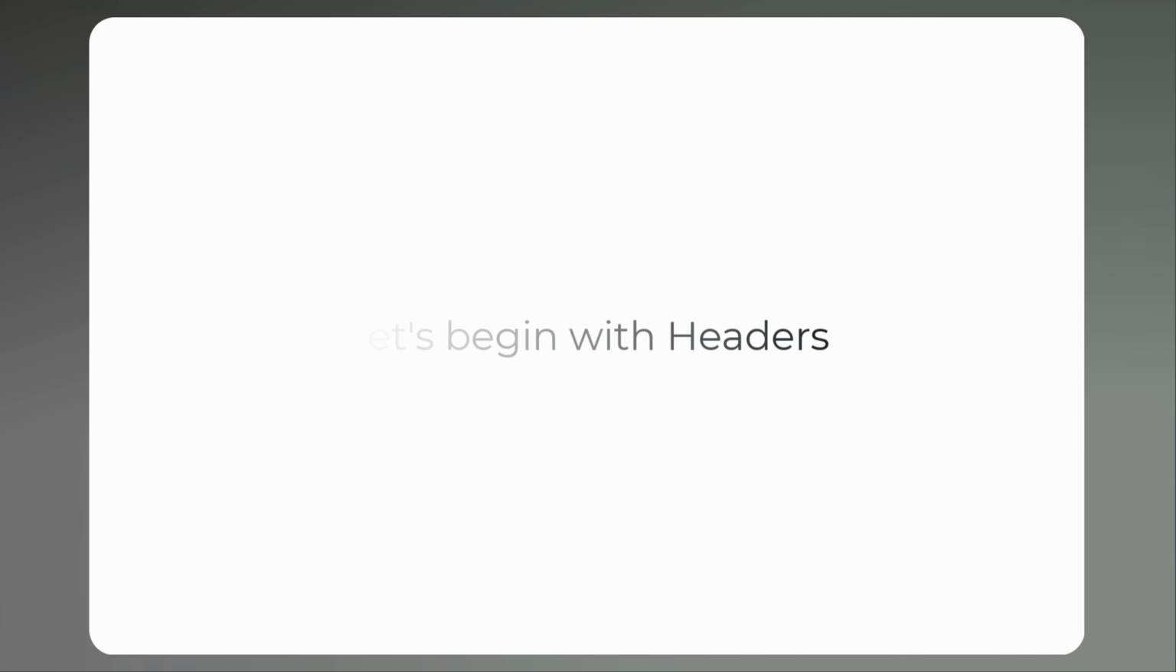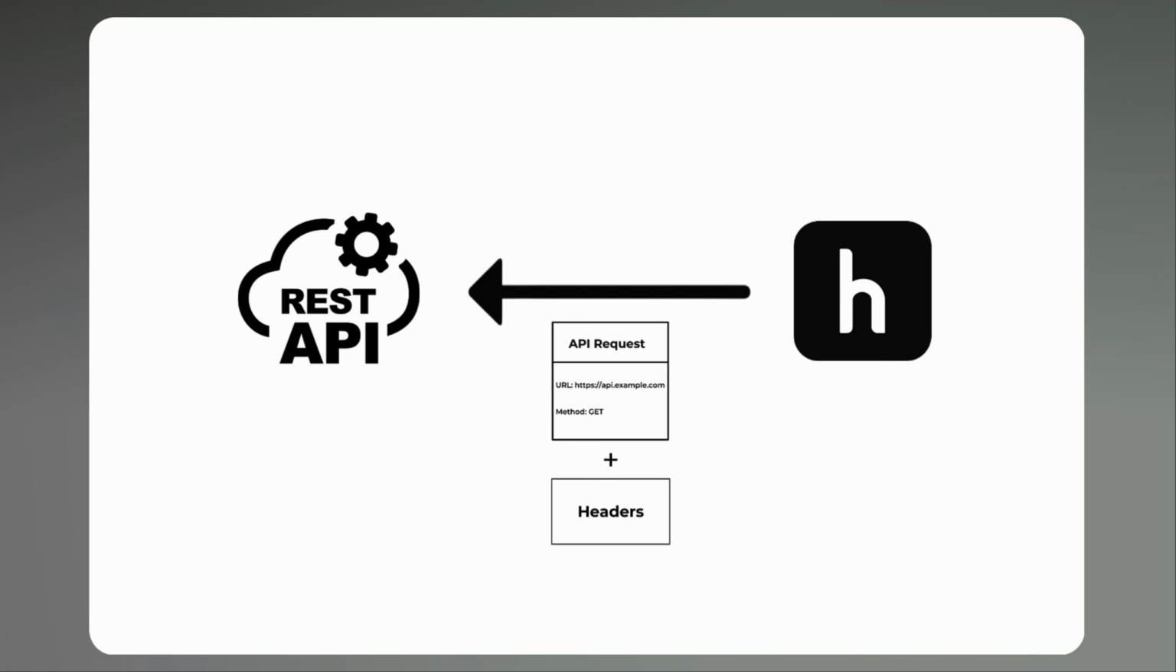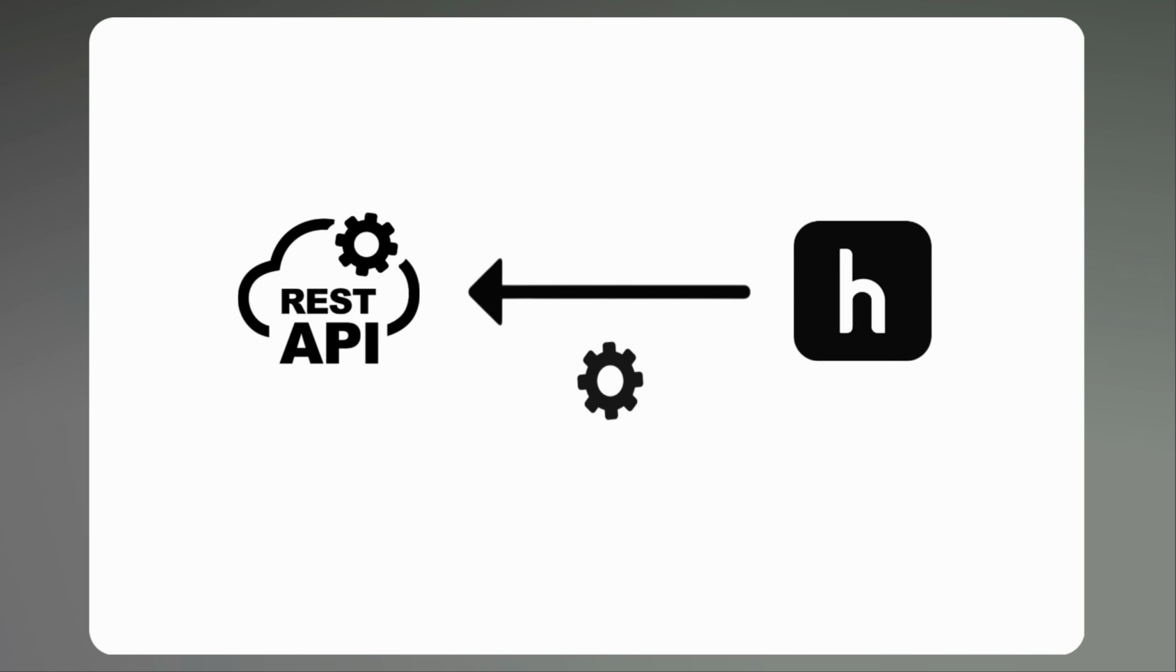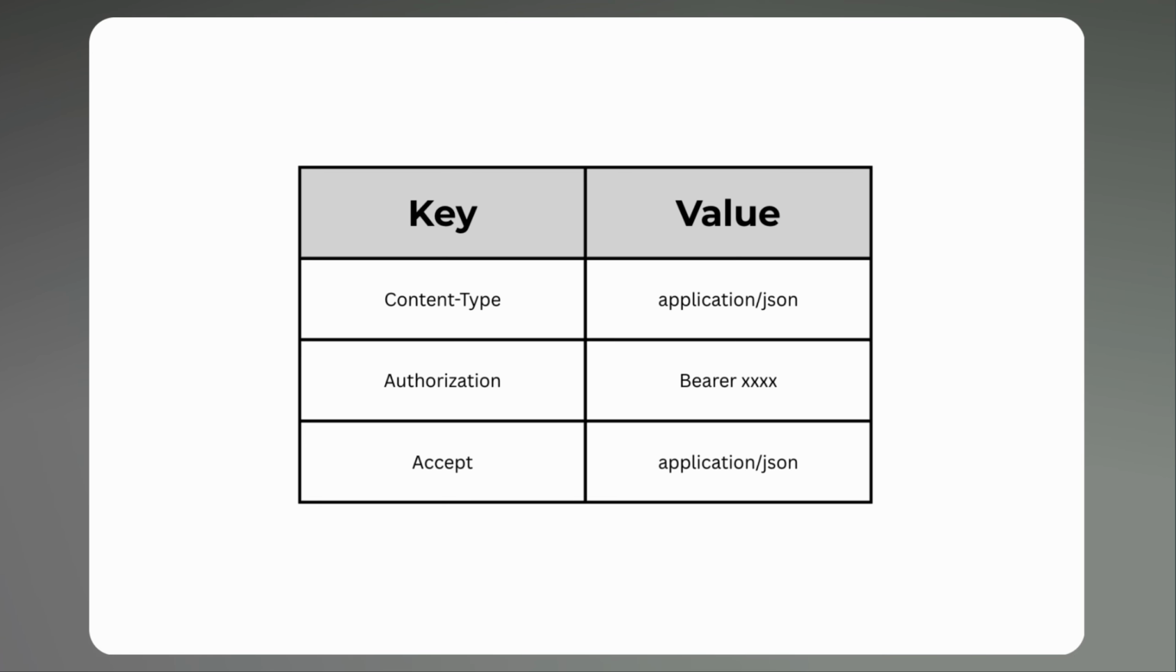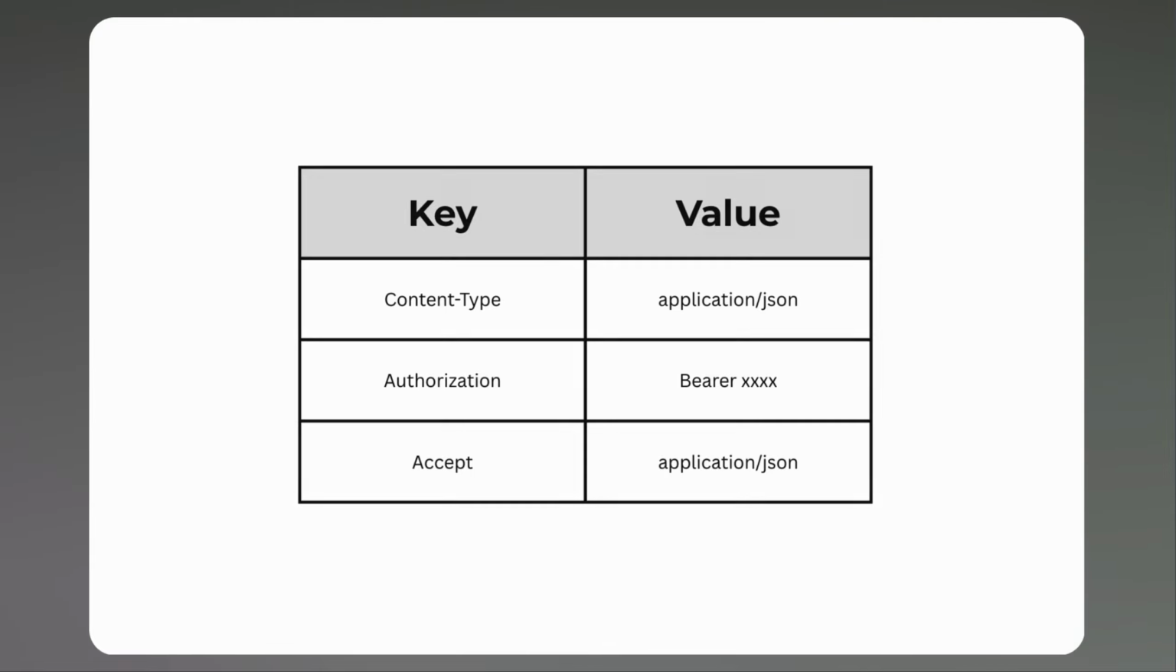Let's begin with headers. Headers provide additional information about the request sent to the source API. They help the API understand how to process your request. Headers are added as key value pairs. For example, many APIs require a content type header. In this case, content type is the key, and application/JSON can be the value. Some APIs may require additional headers. Refer to your source API documentation to identify the required headers.